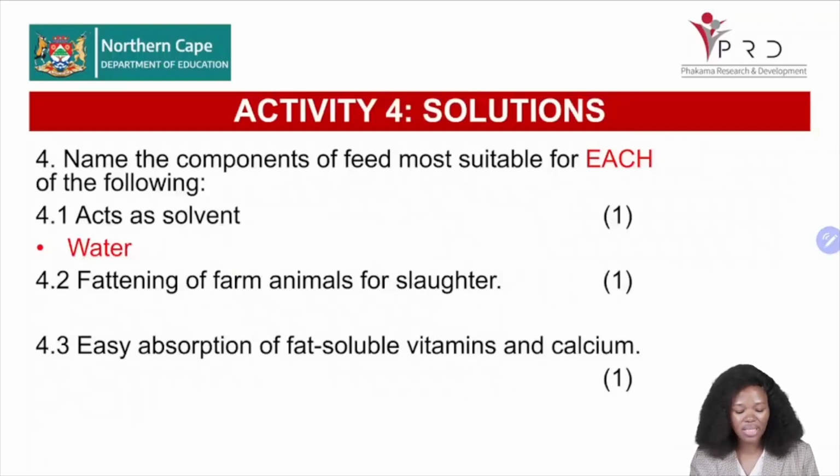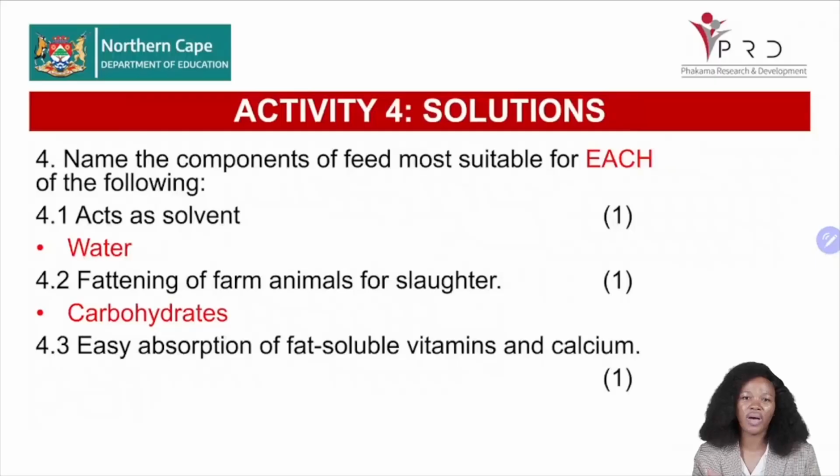Fattening of farm animals for slaughter, and there will be carbohydrates, or we can also include fats because fats also provide energy, right? Easy absorption of fat-soluble vitamins and calcium. Come on, that will be fats. So these are your answers. Remember, we're dealing with the feed components. Components: dry matter, moisture content. Dry matter being the nutrients, right?